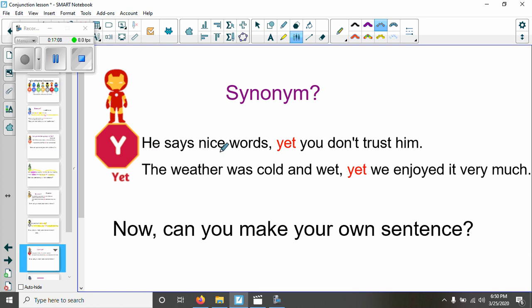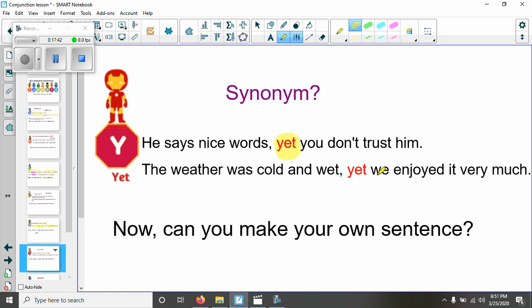He says nice words, yet you don't trust him. This is so surprising. Although he's saying nice words to you, you don't trust him. So here I'm putting yet. Of course, because that's a clause, I need to put a comma. Don't forget this. The next sentence says, the weather was cold and wet, yet we enjoyed it very much.